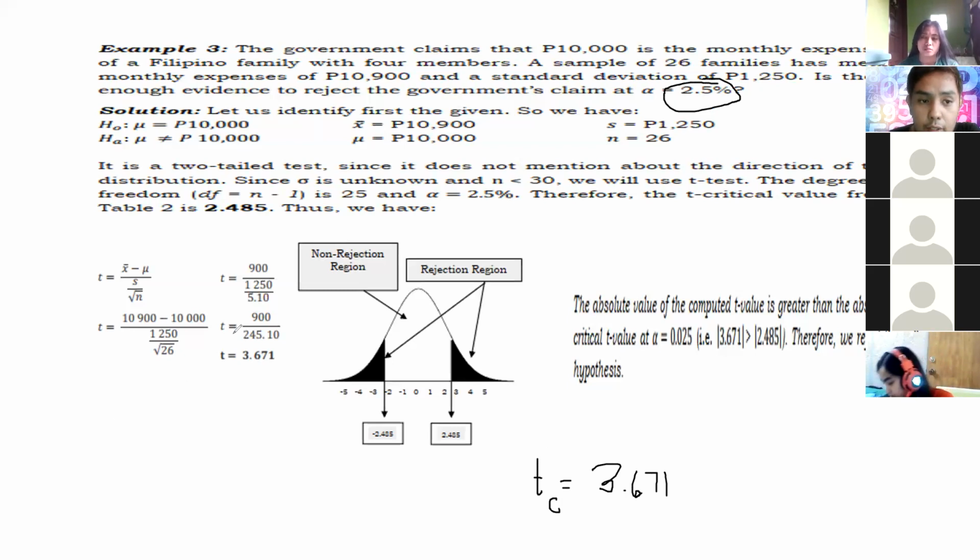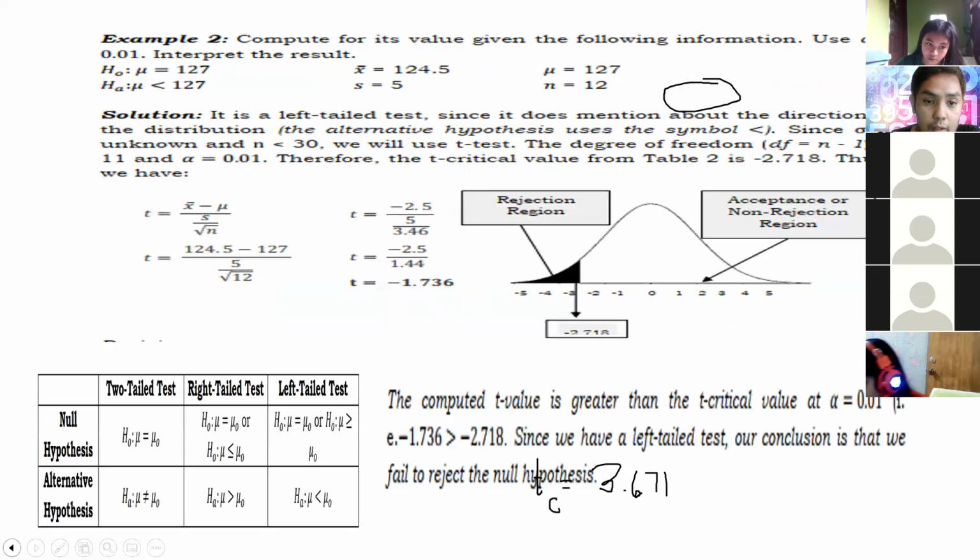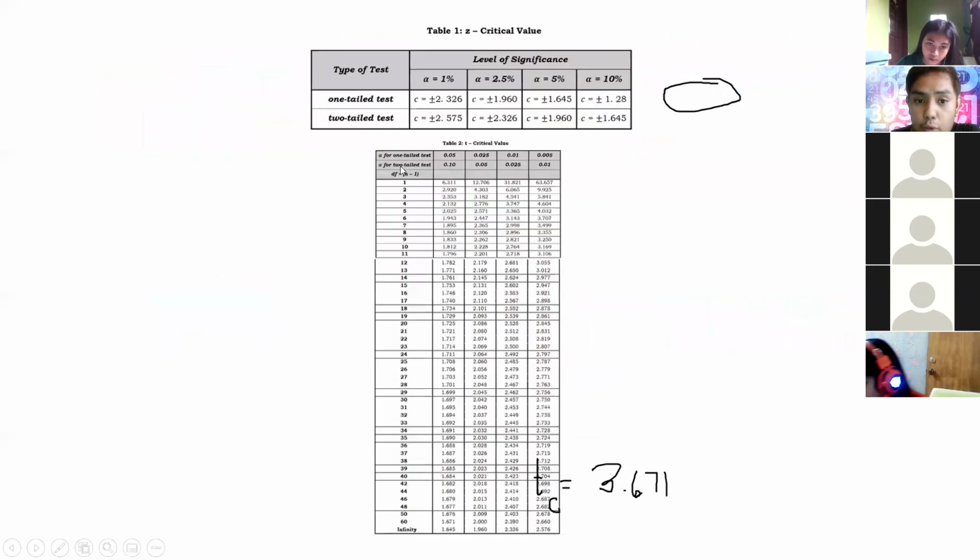0.025. Tandaan, this is non-directional or general, kasi equal or not equal lang tayo. So punta tayo sa ating given. Yan. For two-tailed tayo, two-tailed ang gagamitin natin. Okay. So 0.025. 26 kanina ang sample natin. So that's 26 minus 1. 26 minus 1 is 25.